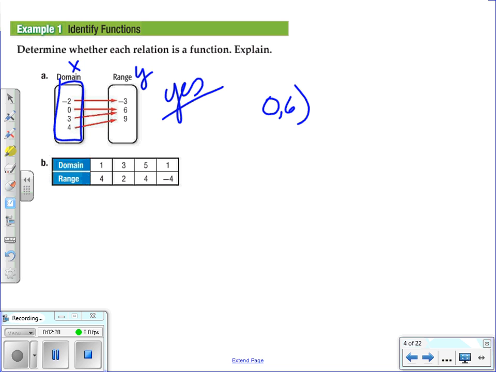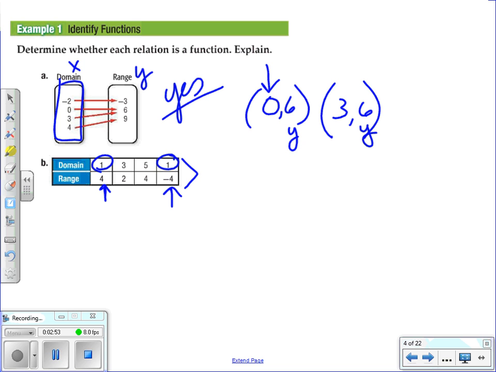0, 6 and 3, 6 can be in the same function. The y value can repeat itself. It's the x value that can't. There can only be one input with one output, but there can't be the other way around. Okay. How about this guy right here, the domain and the range? In this case, 1 is paired with 4, and 1 is also paired with -4. The domain can only be paired with one range, so this is not a function.